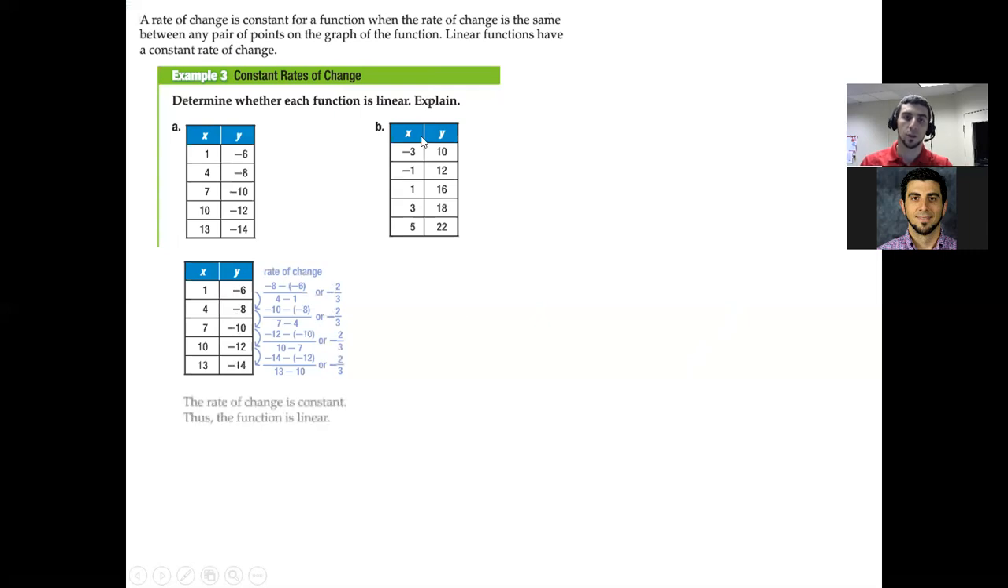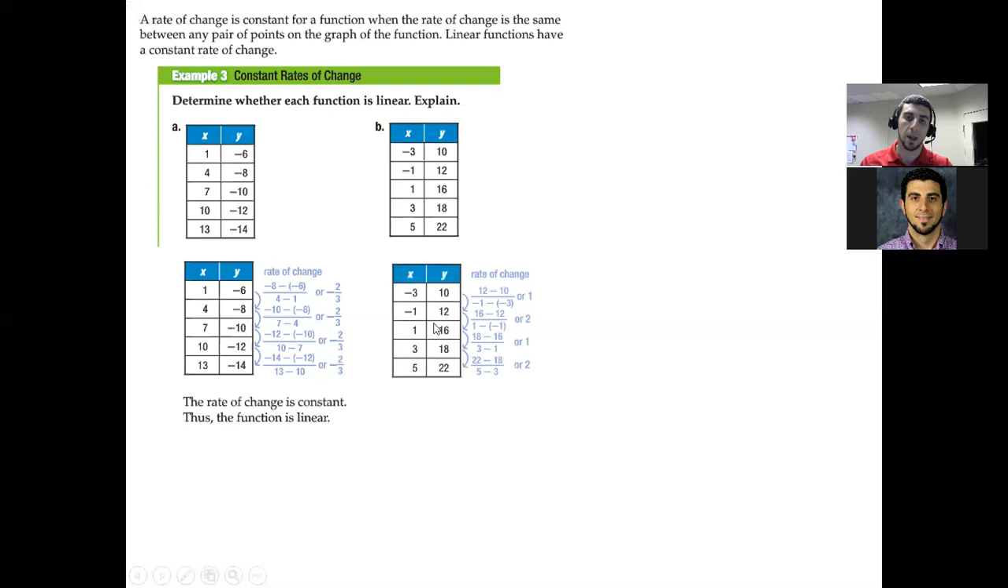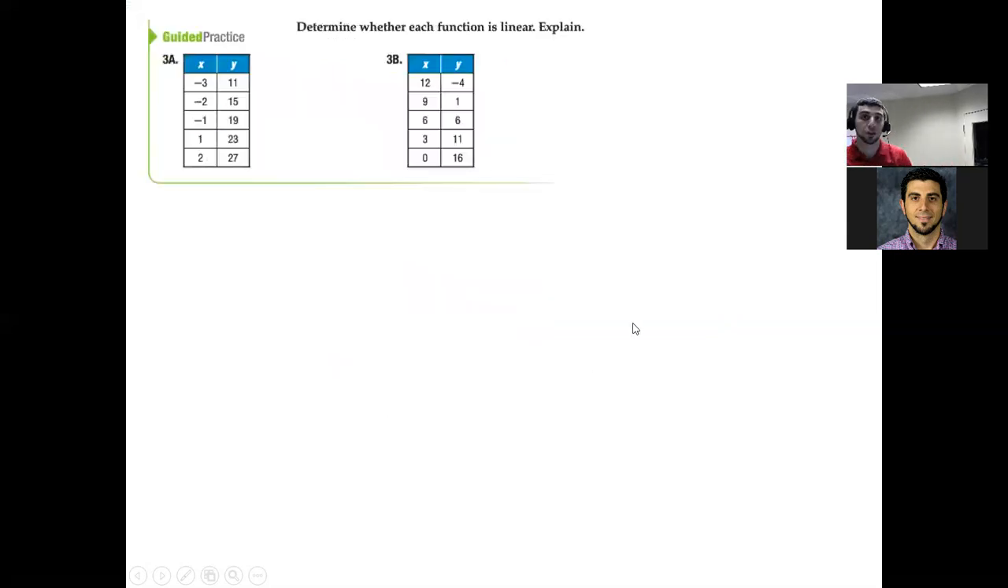All right, so the rate of change is constant, so I know from this table that the function it represents is a linear function. This one, however, when you calculate the slopes, or the rate of change rather, from consecutive points, you get a rate of change of 1, then it jumps up to 2, then jumps back down to 1, then jumps back up to 2. So this rate of change is not constant, and so the function is not linear. All right, here's a couple for you to try. Go ahead and pause the video and hit play when you're ready.